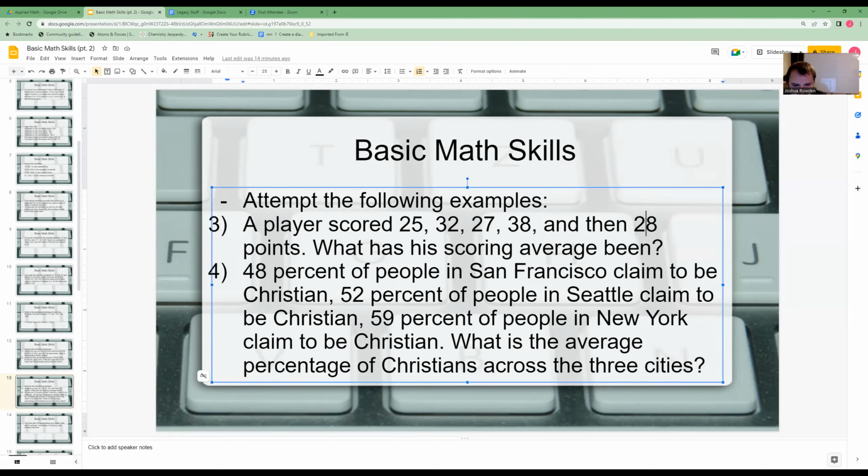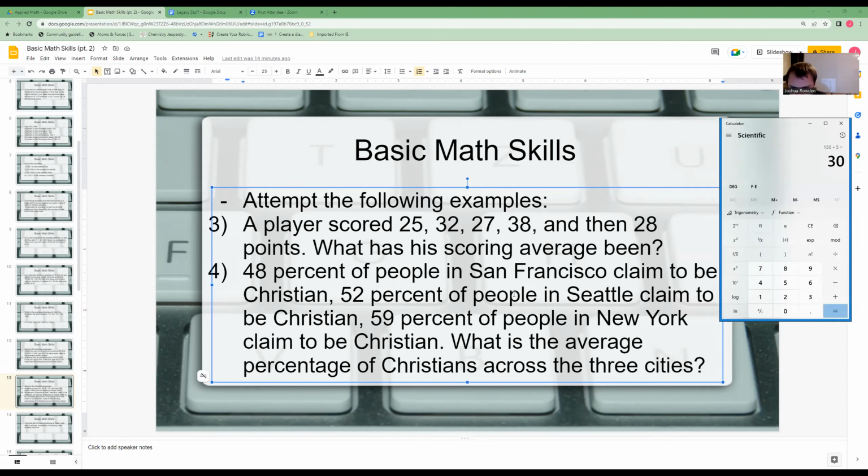That sounds about right. Next up, I think when I created this PowerPoint, I pulled this off of a statistic. This is interesting. I grew up in the San Francisco area, so I was curious. 48% of people in San Francisco claim to be Christian. 52% of people in Seattle claim to be Christian. 59% of people in New York claim to be Christian. What is the average percentage of Christians across the 3 cities?